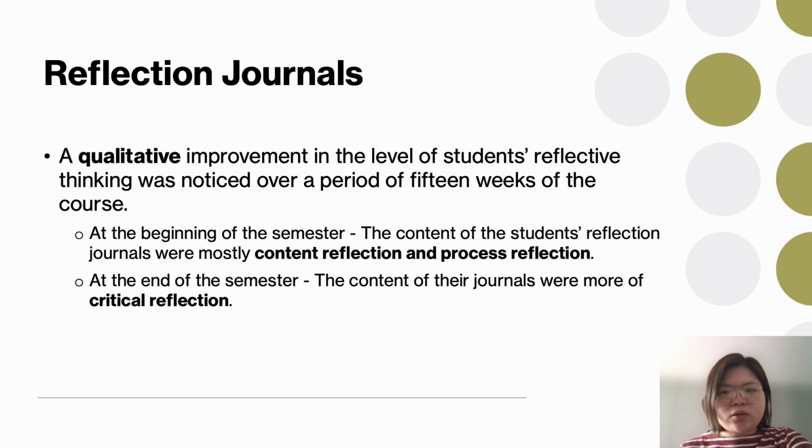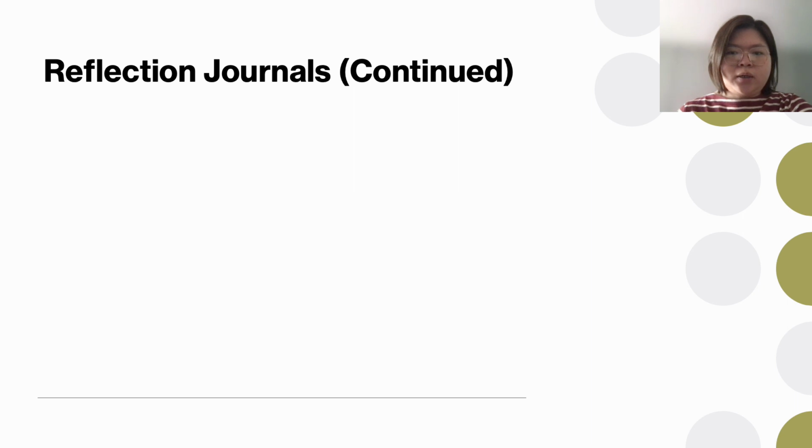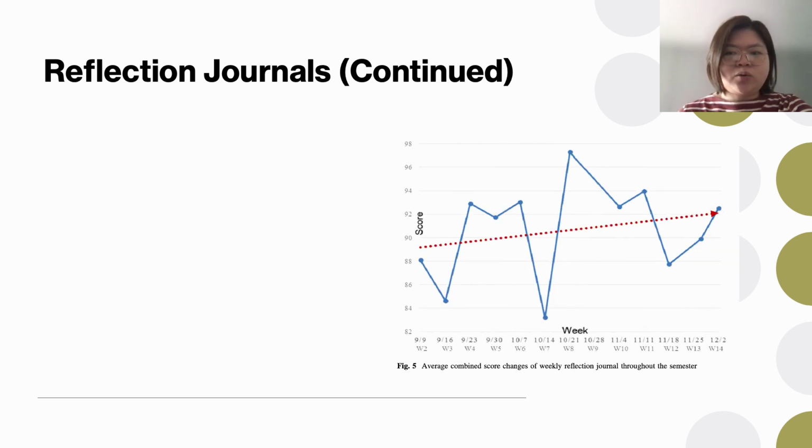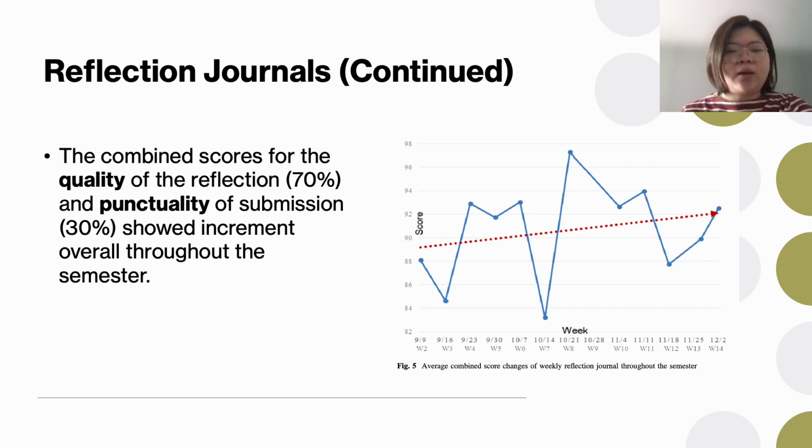The findings in the reflection journals also demonstrated that the flipped learning design model has a positive impact on the course. There is a qualitative improvement in the level of students' reflective thinking. At the start of the semester, the content of the reflection journals was mostly content reflection and process reflection. However, when it approached the end of the semester, the content of the journals was more of critical reflections, where they can describe their own ways of critical understanding, and also provide suggestions for the implementation of the flipped learning. The journals were also assessed quantitatively using a combined score for the quality of the reflections and punctuality of the submission, and these scores increased overall throughout the semester, which can be seen in the graph here.